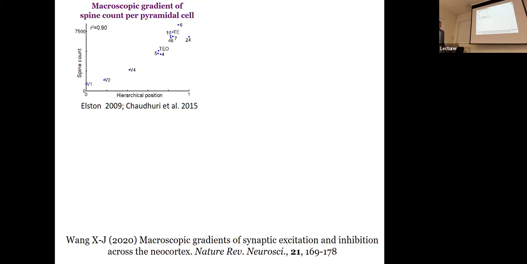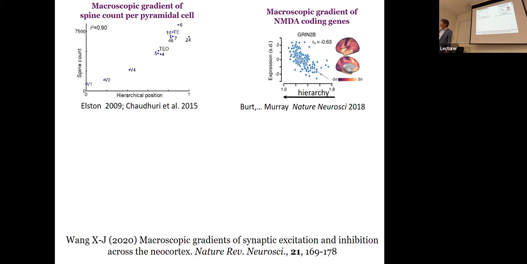Another example is from John Murray's group. He looked at gene expression data in human cortex. Remember I said that NMDA receptors are proposed to be important for reverberation, right? So this is an example of the gene expression of the gene that encodes the NR2B subunit of the NMDA receptors, right?